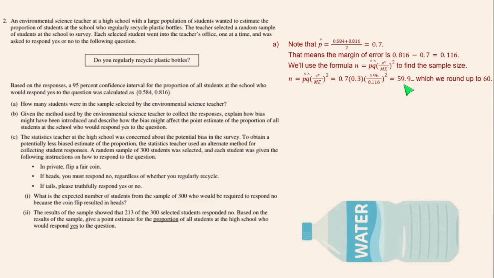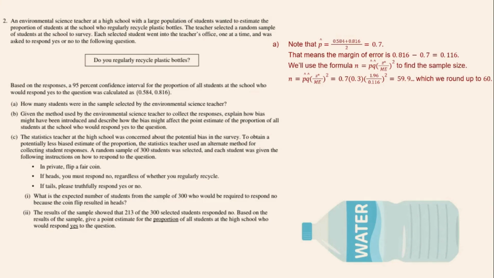And of course, you can't sample that many people. As Dr. Seuss says, a person's a person no matter how small. So that 0.9 we'd round up to the nearest whole number, which would get us to 60. That means that we must have sampled 60 people in our study.